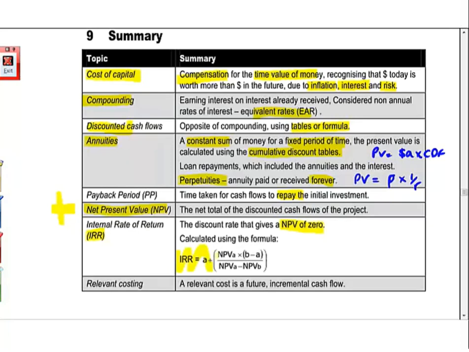And you need to remember the formula for calculating an approximation of the IRR. When we're using NPVs, we need to include relevant costs. The characteristics of a relevant cost are that it's a future incremental cash flow. And you need to make sure that you practise questions to make sure that you understand using these techniques and using the discounting and compounding.